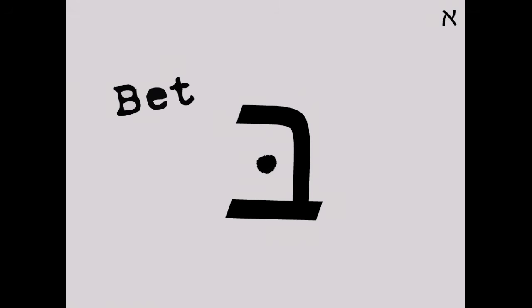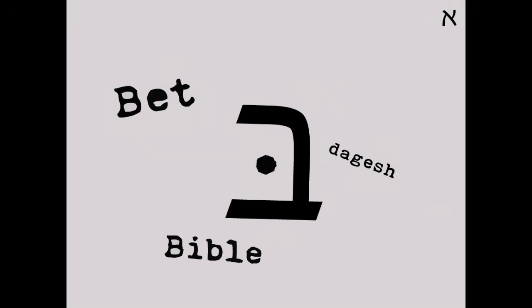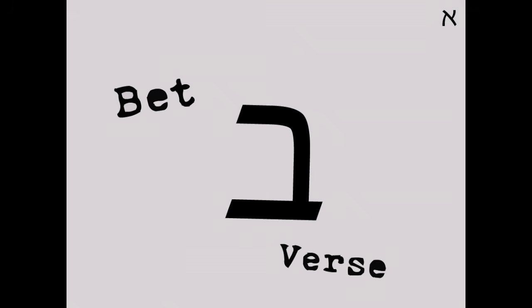The next letter is Bet. Bet makes a B sound, as in Bible. However, when you see a Bet without this little dot in the middle of it, called a dagesh, the Bet makes a V sound, as in verse. I like to think of the phrase Bible verse.